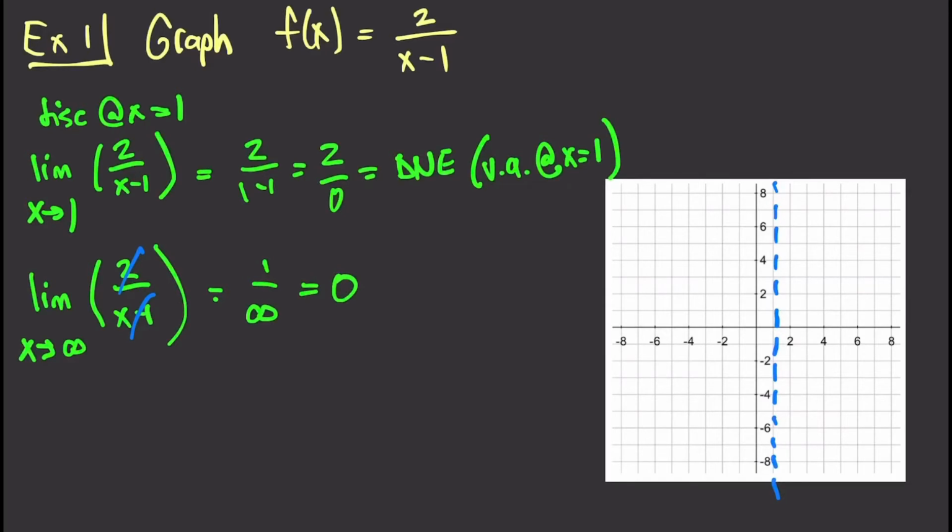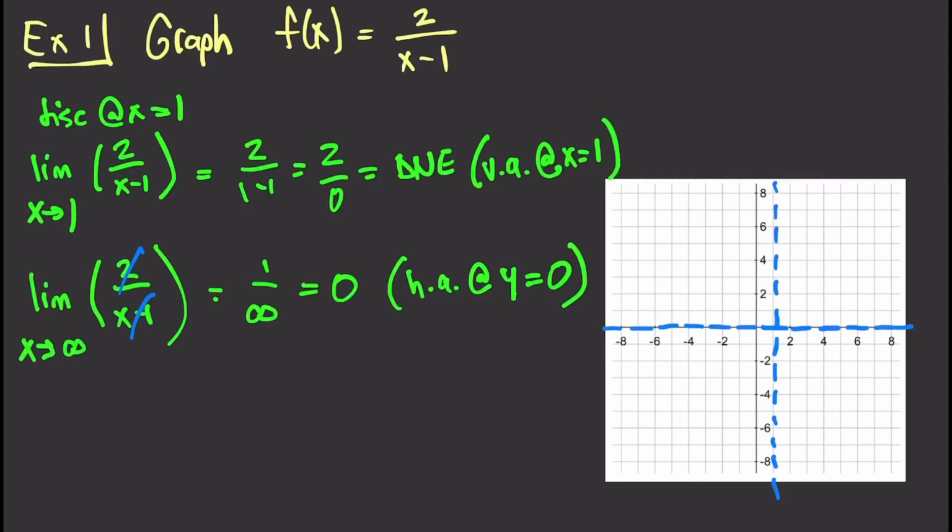So if your limit to infinity is 0, that means I have a horizontal asymptote at y equals 0. So now if you want, you can put this in the graph. Y equals 0 is simply the x-axis. There's my horizontal asymptote.